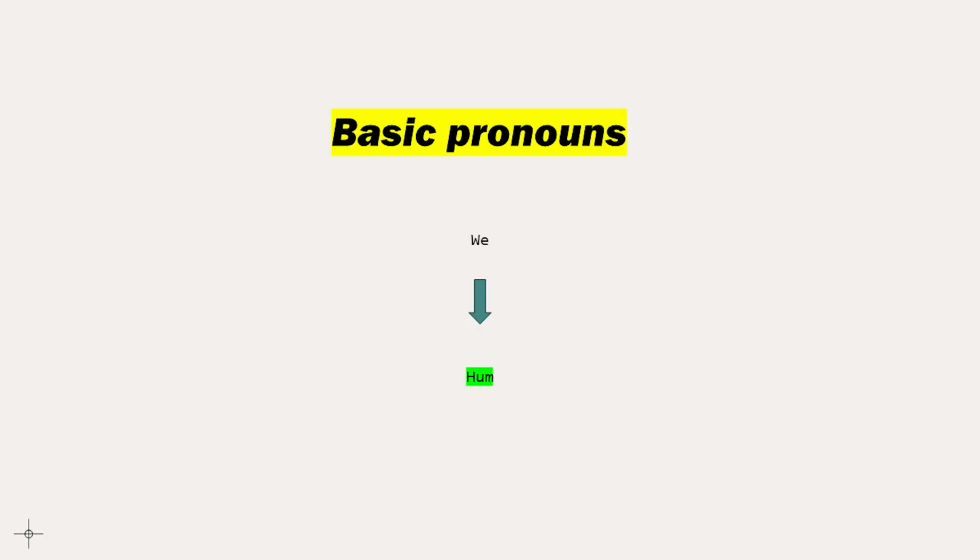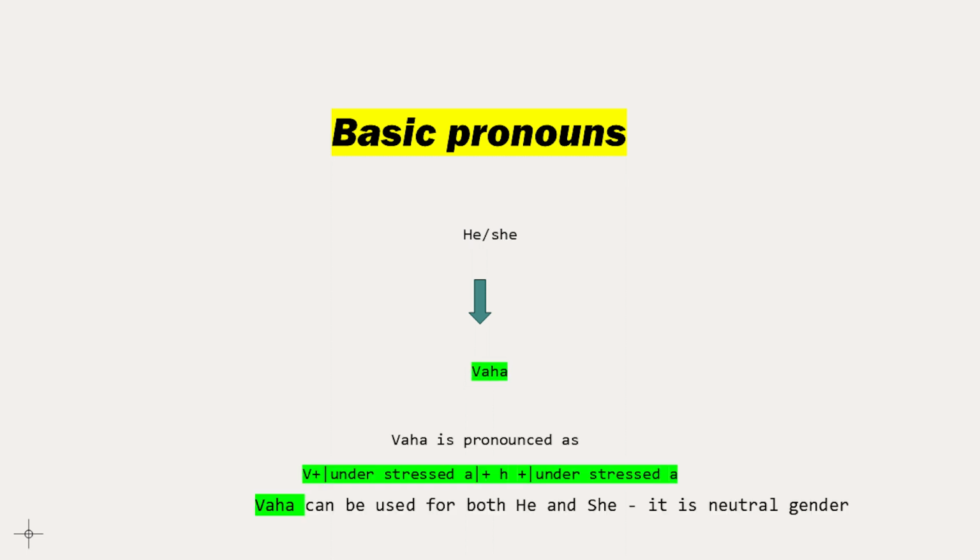Hum. Hum is how we say we in Hindi. Pay close attention here. In Hindi, the word for he or she is vah. Both of the A's are understressed while pronouncing the word. The to be verb changes a bit to identify if it is a male or female. I will explain it later in this video. For now, just know that whether it is a male or female, the Hindi pronoun for them is vah.